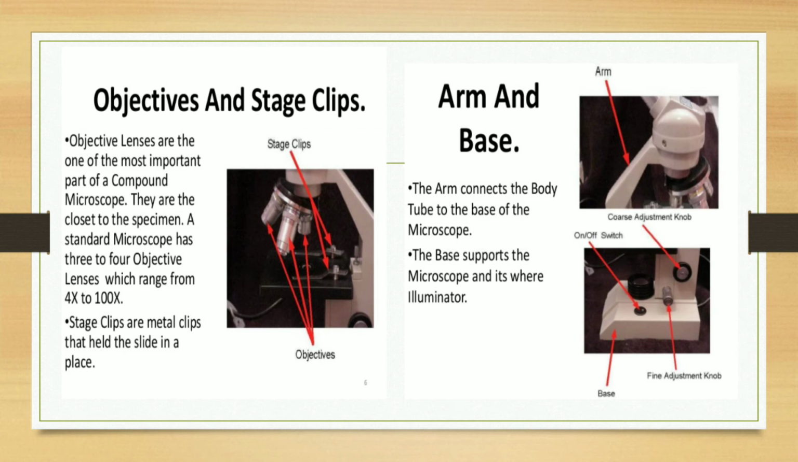Now we see the arm and base. The arm connects the body tube to the base of the microscope. Then the base supports the microscope and its rear illuminator. So this is about the arm and the base functioning.